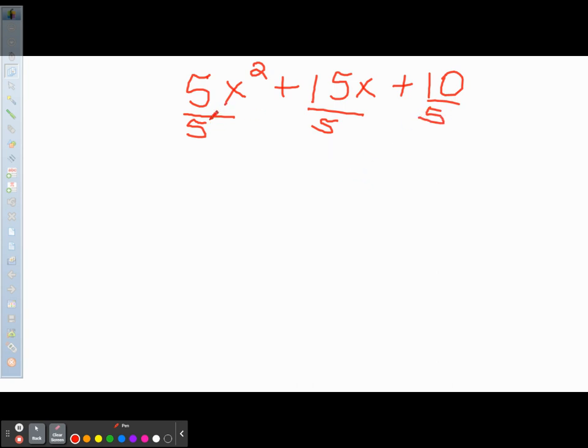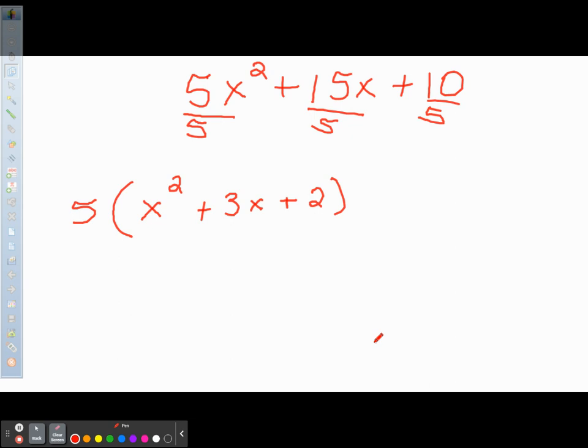Okay? And whenever you pull out a factor of 5, you do 5 times parentheses, and now you divide each of these by 5. So 5x squared divided by 5. 5 divided by 5 is 1, so that would be 1 times x squared, which is just x squared. Then you would do 15 divided by 5, which is 3, so that would be 3x. And then you would do 10 divided by 5, which is 2. Okay? So that's the first step in factoring, is to factor out the greatest common factor. So I factored out a 5, and that left me with x squared plus 3x plus 2.